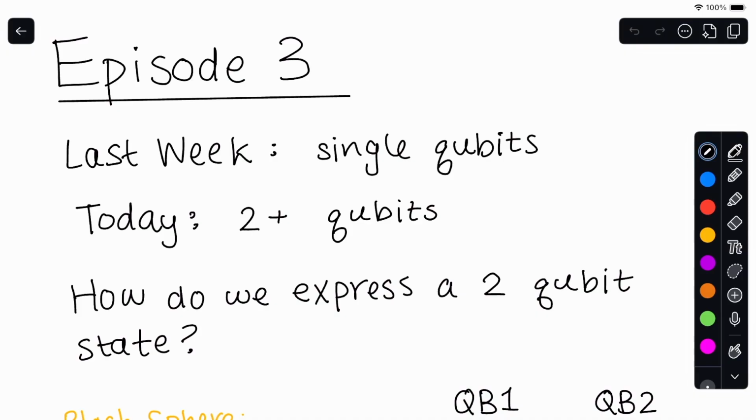Today, we're going to start by understanding entanglement in the context of 2 qubits, and then we'll move on to more than 2 qubits. And in the second half, we're going to talk about quantum teleportation. We're going to teleport a quantum state. Let's do it. Last week, we talked about single qubits, and today we're going to talk about 2 or more qubits. The first thing we need to talk about is how do we express a 2-qubit state.